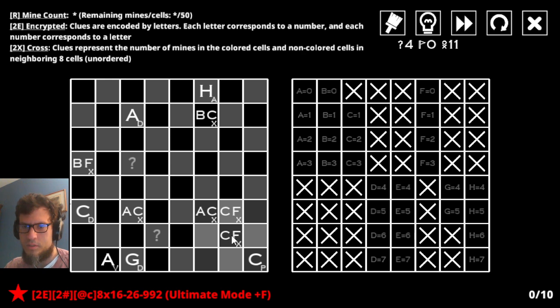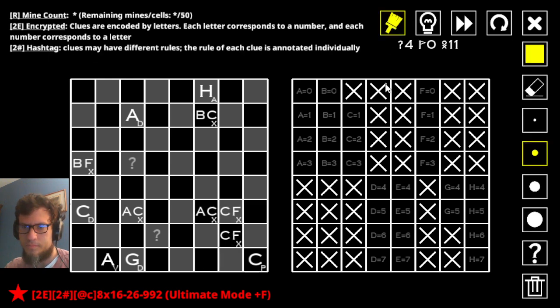If F was 0, then, alright. And C would have to be what? Let's see if C is 1. That would make this happen, which would violate this. So no, C cannot be 1 in this circumstance.